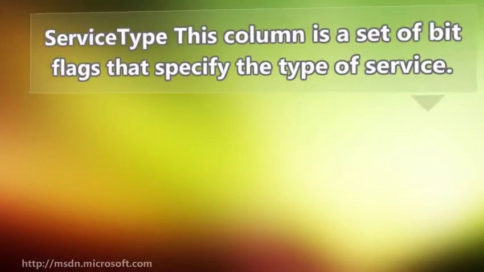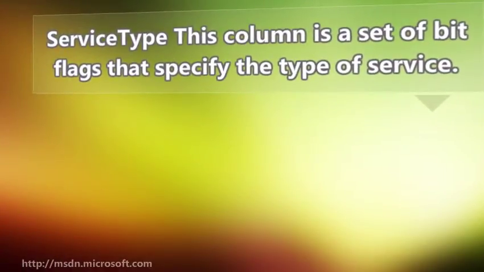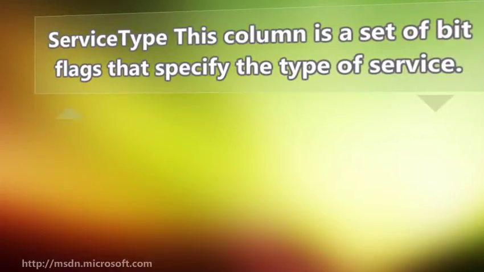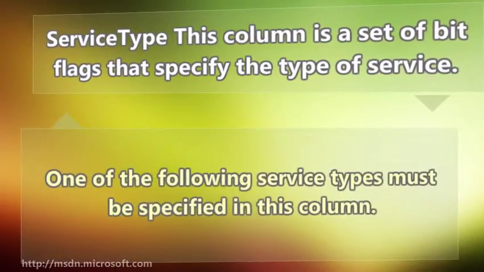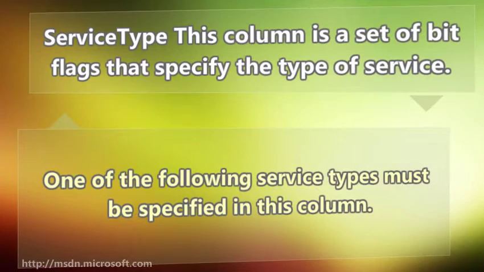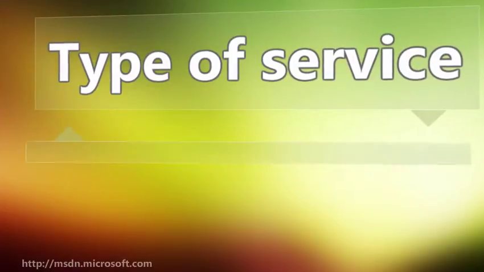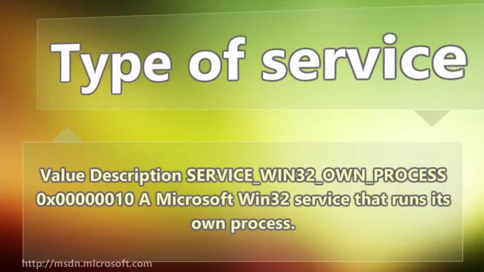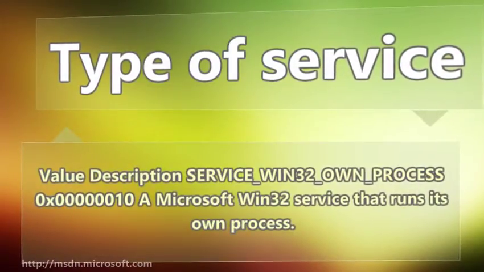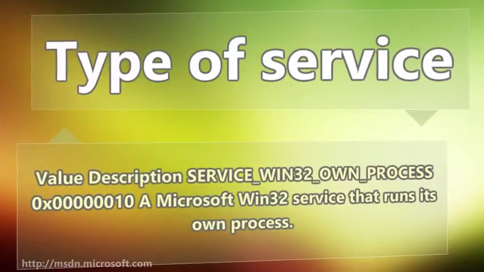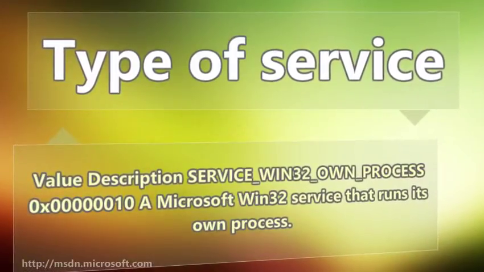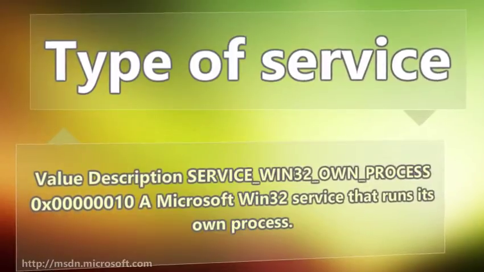ServiceType. This column is a set of bit flags that specify the type of service. One of the following service types must be specified in this column. Type of service, value, description. SERVICE_WIN32_OWN_PROCESS, 0x00000010. A Microsoft Win32 service that runs its own process.